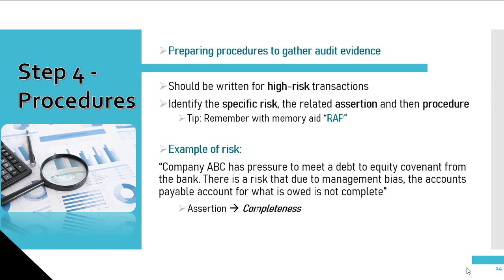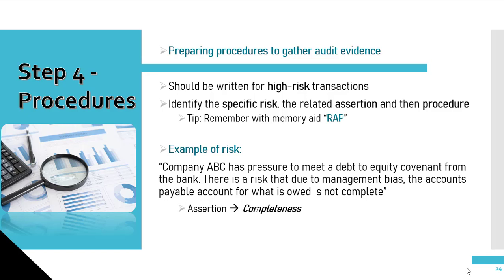Procedures should be written for high-risk transactions, accounts, or assertions. When writing audit planning memos in CPA cases, it's often written for all financial reporting issues. You should identify the specific risk, the related assertion, and then the procedure. For example, procedures are often abbreviated to RAP, meaning the risk, assertion, and procedure.